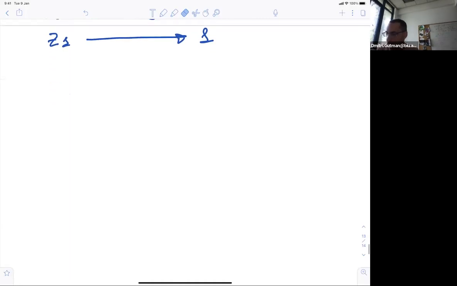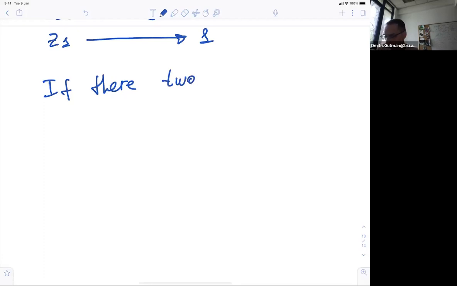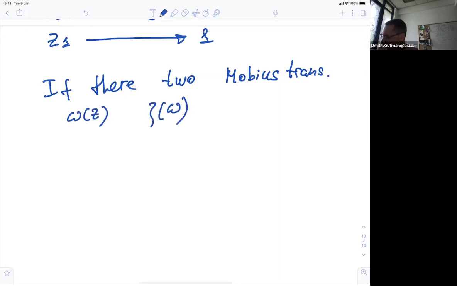Okay, so let us see. Question number 1. If there are 2 Möbius transformations, say w of z and psi of w, what does the composition of these 2 transformations look like? Please share with me your ideas.